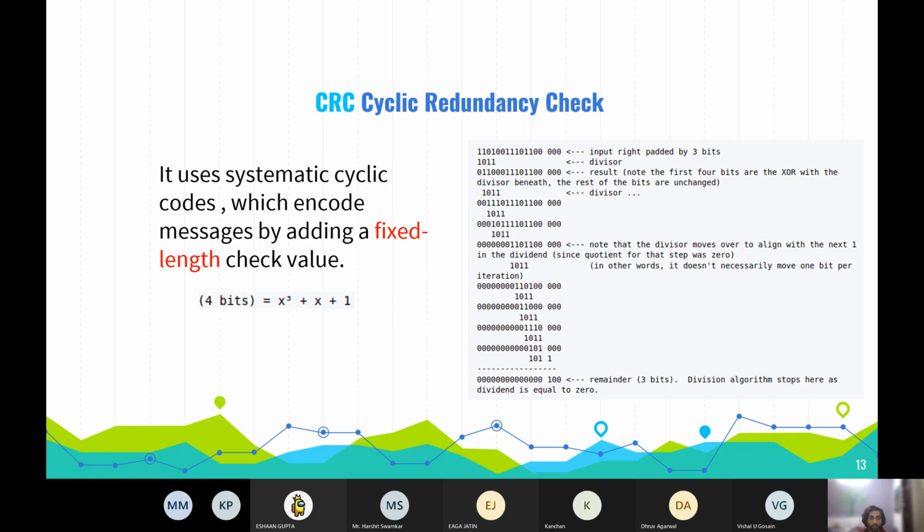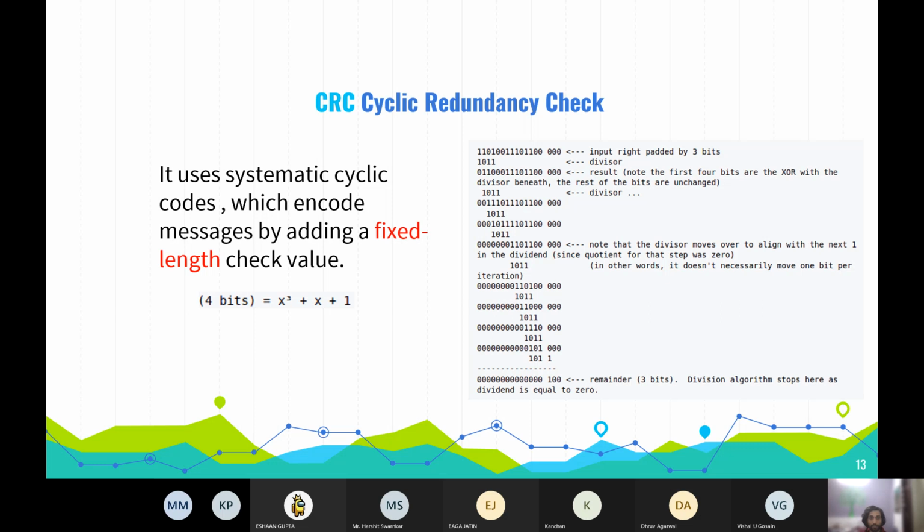Next is CRC. It stands for cyclic redundancy check. This is very popular. It is used in Ethernet packets. It is popular because it gives fixed length encoding. That is, whatever be the length of the message, the encoding that we will get will be a fixed length. So in this image, we can see that the length of the extra bits we are adding is only 3, and the message signal is very huge.